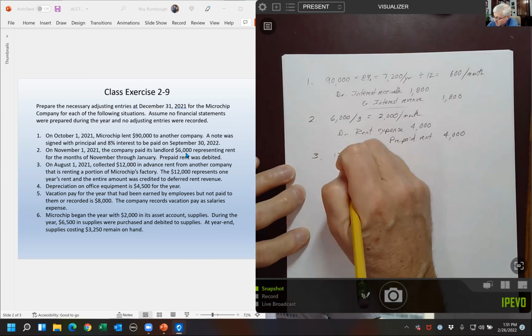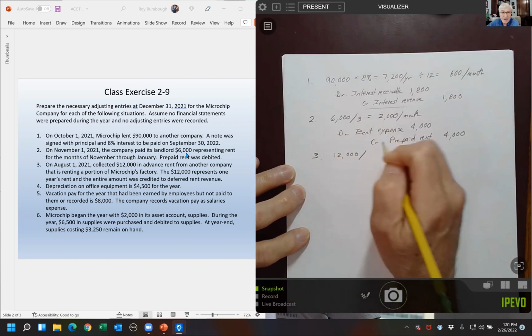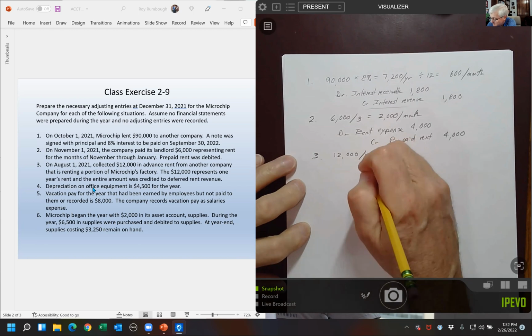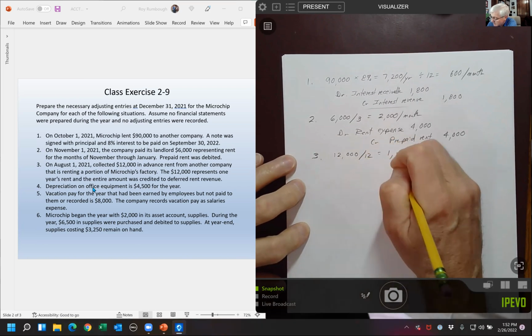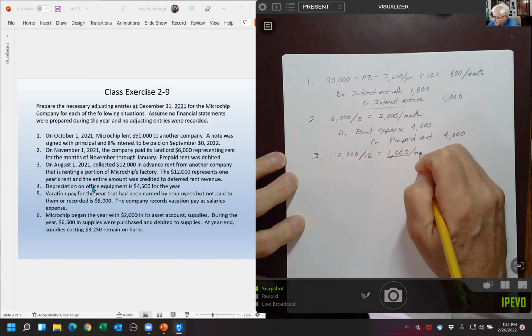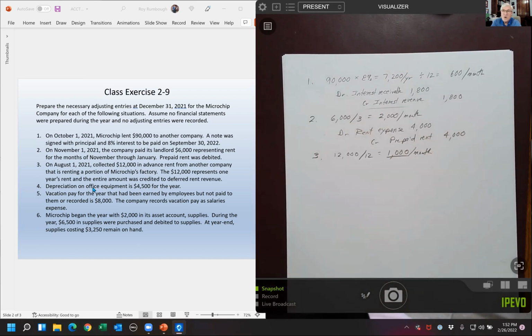I just follow that same process. 12,000, and how many months did it say we did that for? It represents 1 year, so divided by 12. So in this case, this is per month. We're earning rental revenue of $1,000 a month, every month that they're using this portion of our factory.